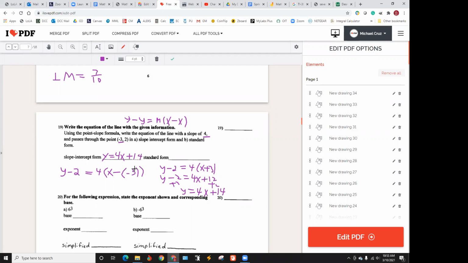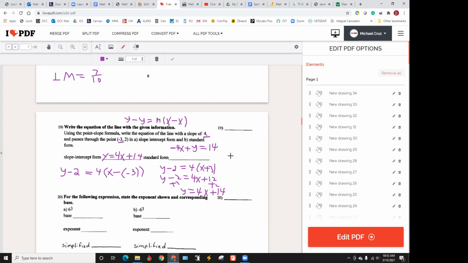All right, so if we take the and subtract the 4x, then we're more or less in standard form, because standard form is just where the x's and the y's are on the left and the numbers are on the right.